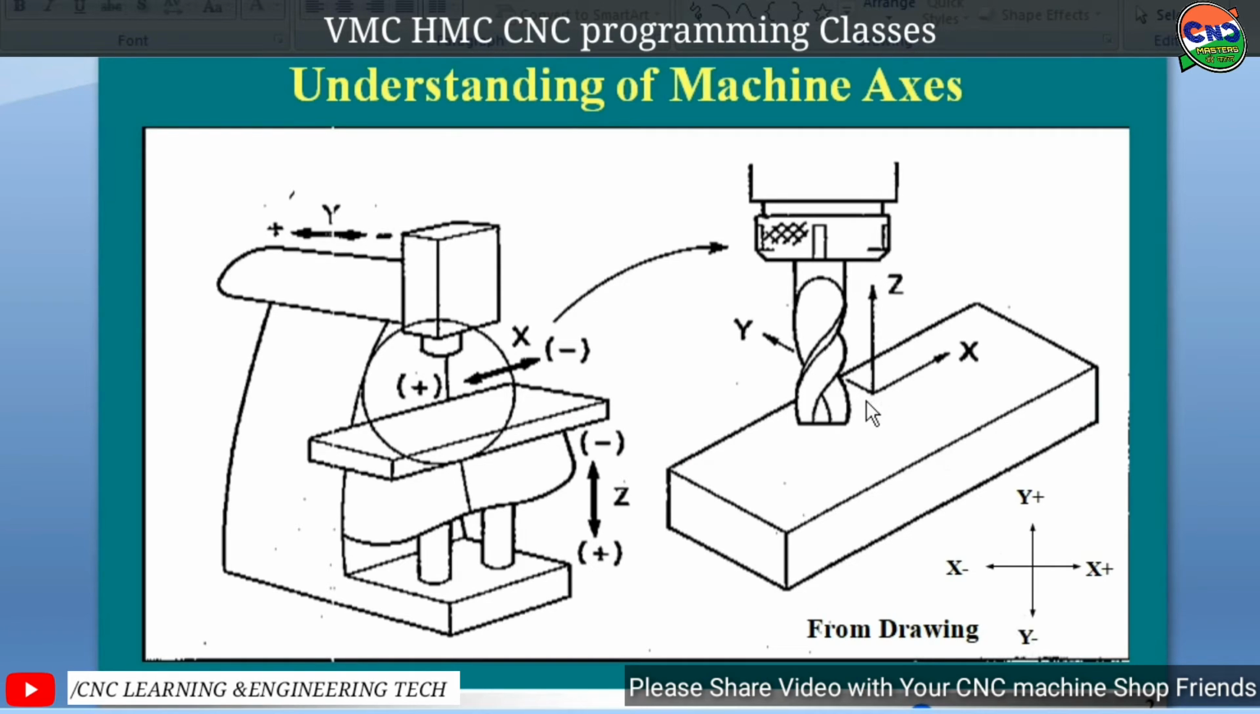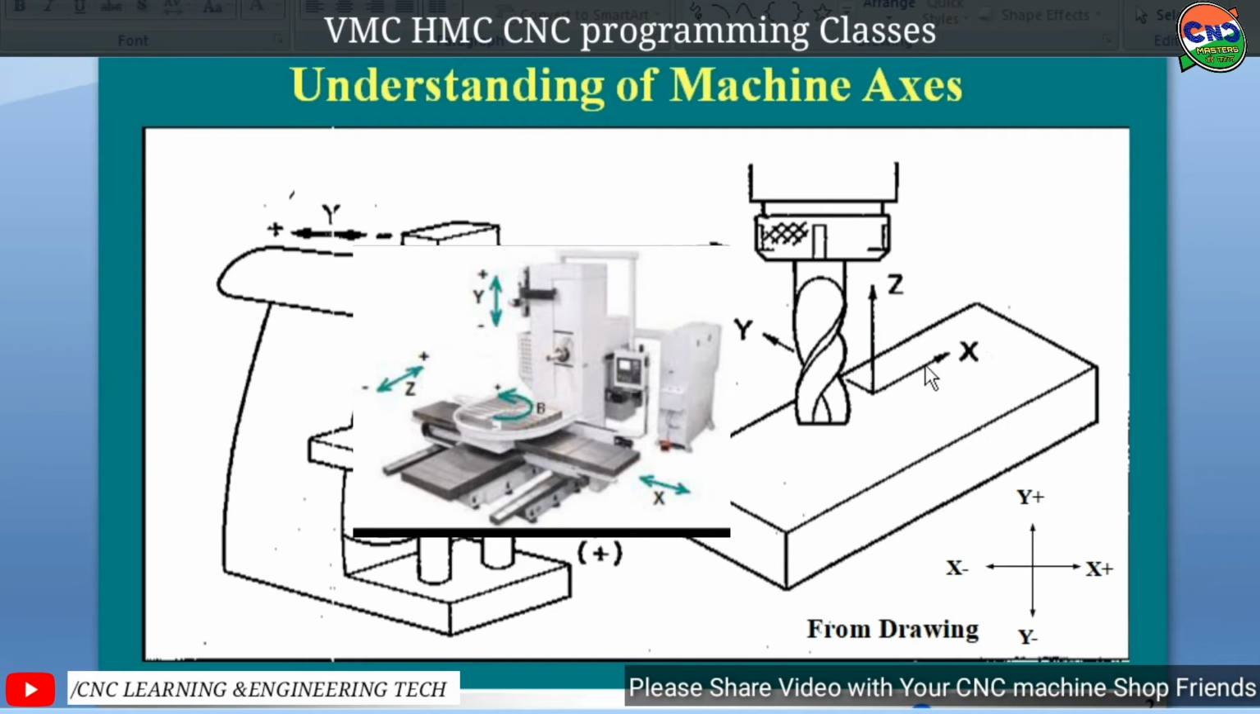Same scenario you can apply for the HMC also. Okay, but here the spindle will change. Okay, and you can just consider the Y will be Z here, and X will remain the same, and Z will be along the spindle.